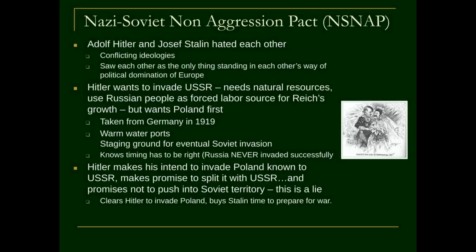Hitler also realizes that he has to make friends with the Soviet Union. The reason for that is because Hitler knows that Stalin and the Soviet Union are the only country that could probably stand up to him at this point. Therefore, he also knows that he would like to take land in Poland, and he agrees to make a pact with the Soviet Union. This is called the Nazi-Soviet Non-Aggression Pact, or the NSNAP.